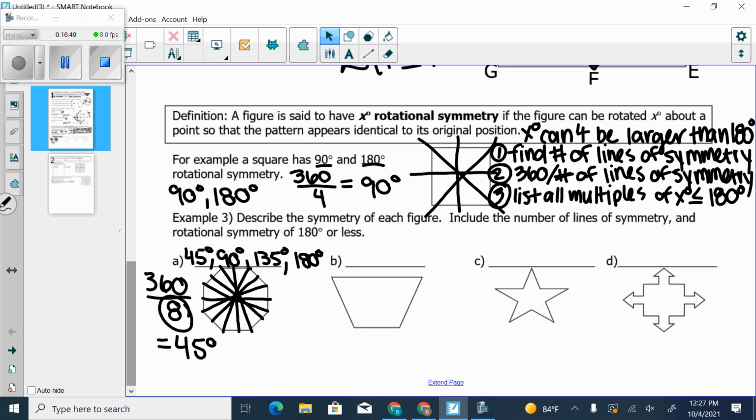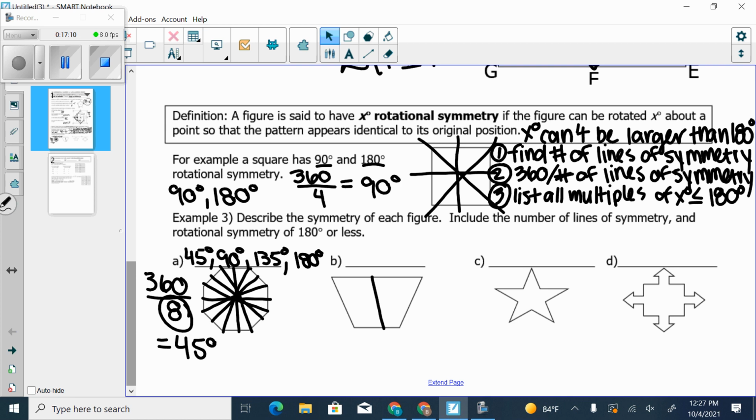Okay, all right, on B. How many lines of symmetry can we draw on figure B? Just one down the middle, right? Because if I try and go side to side, top to bottom, the top is bigger than the bottom, right? Okay, if I try and go corner to corner, not going to work.